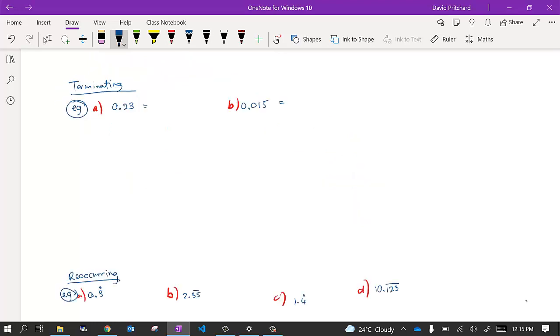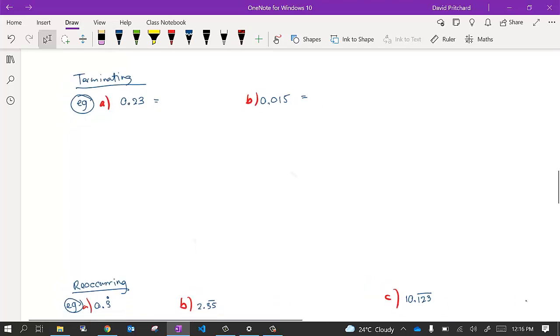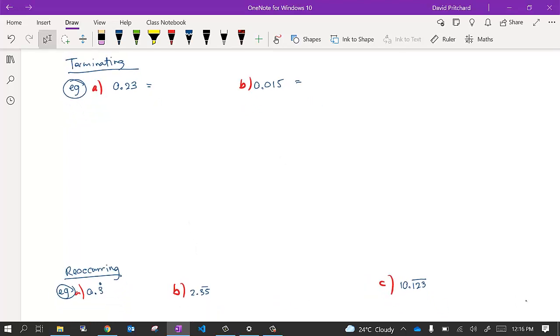So we'll go through a couple of examples here. We've got 2 terminating and 3 recurring, and we'll go through and represent each of these in fraction form. So for 0.23, we can say that x is equal to 0.23, multiply by 100, and we get 100x is equal to 23, and therefore x is 23 on 100 when we divide both sides by 100.